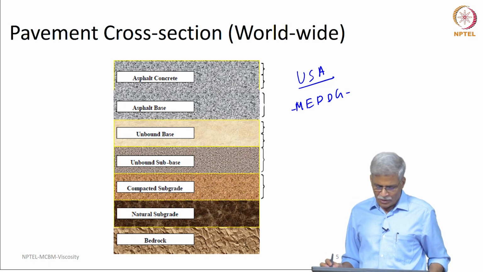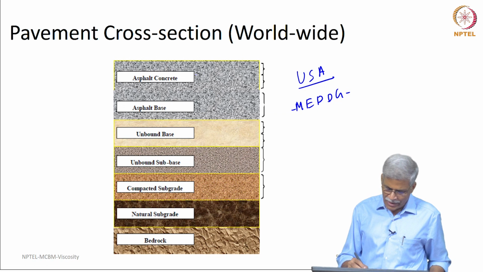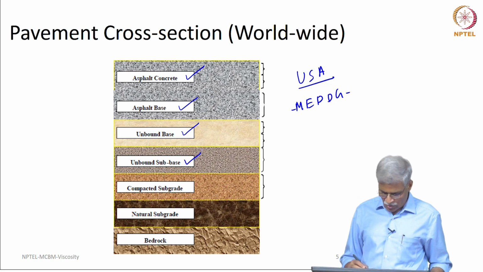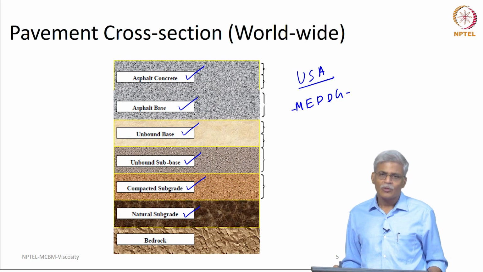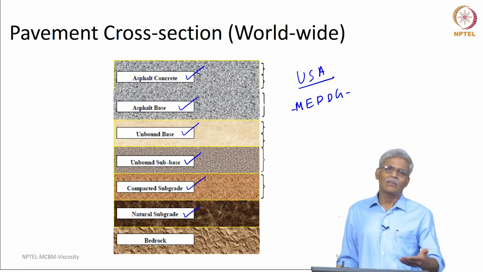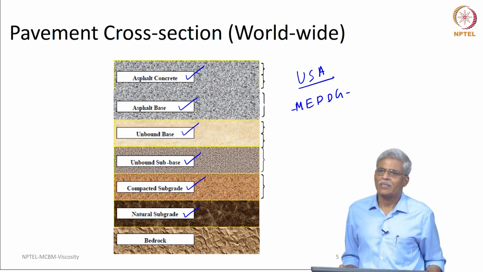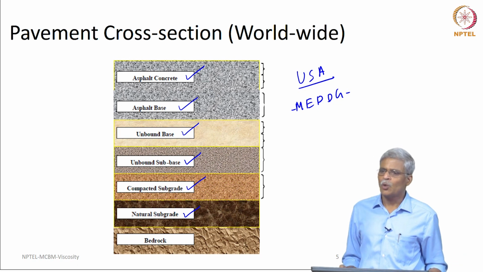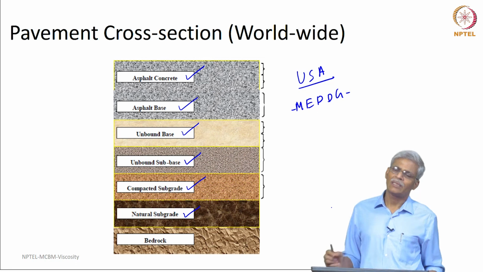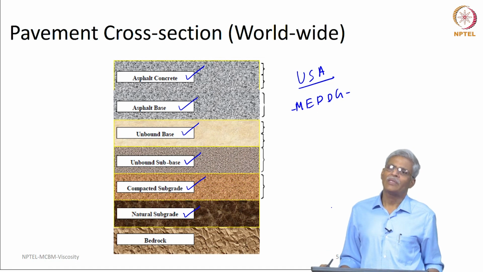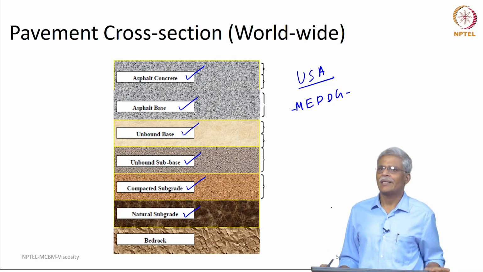A substantial amount of thickness is provided for the asphalt concrete, the asphalt base, and then you also have an unbound base, an unbound sub base, a compacted subgrade and a natural subgrade. So, when we compare the cross sections provided in the United States or in Europe, we always find that the thickness provided within the Indian context is slightly less.